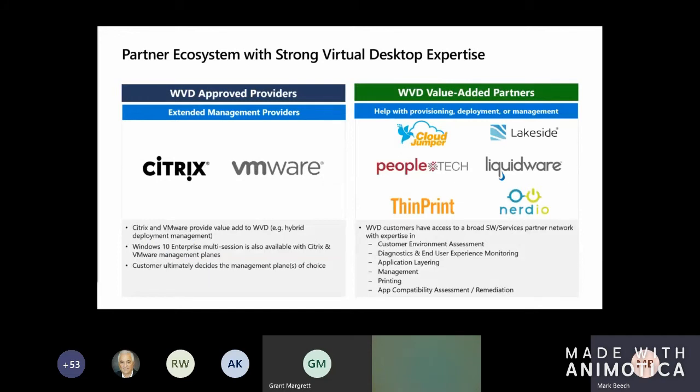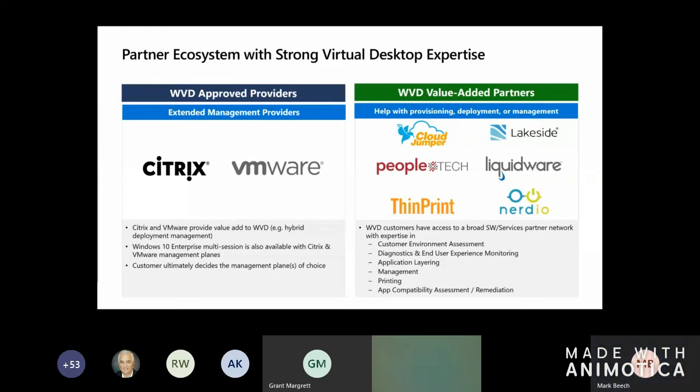So the partner ecosystem, as I mentioned before, Citrix and VMware, there's hybrid environments available. So you can manage Windows virtual desktops with your current tool sets and in a hybrid environment. So between your on-prem and online, there's a lot of integration. There's also the value-added partners, the ones listed here. There's others as well: CloudJumper, Lakeside, BlueTech, Liquidware, ThinPrint, and Nerdio.